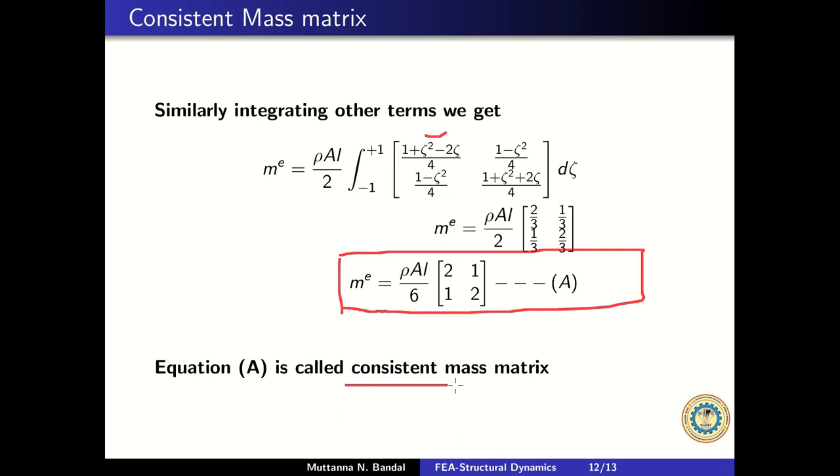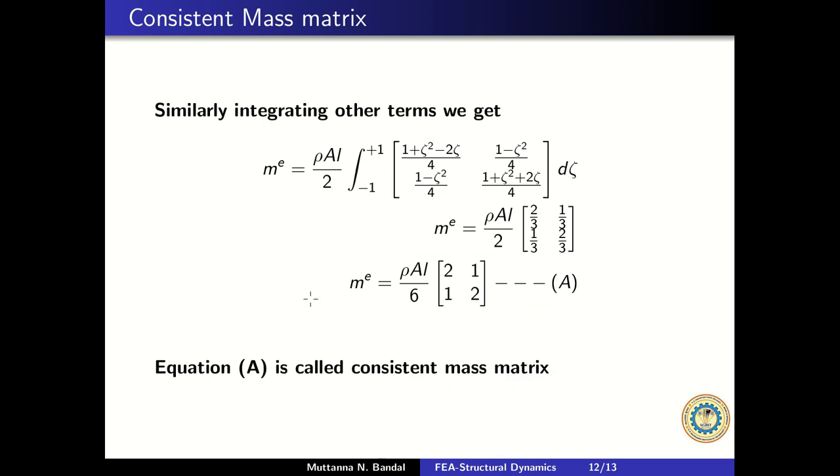This matrix is called the consistent mass matrix. This matrix will help us to solve the dynamic problem in the future sessions. I will be using this mass matrix to solve dynamic problems, to find the frequency and displacement of a structure at a later stage. So thank you.